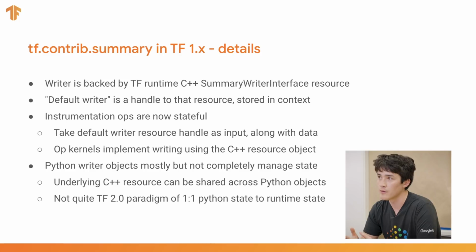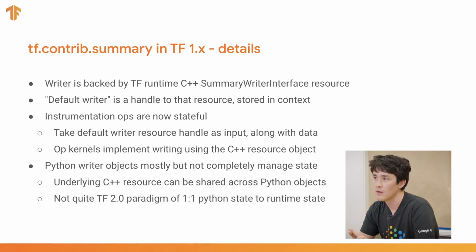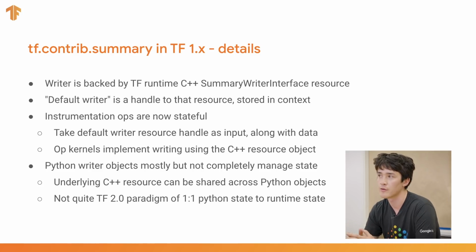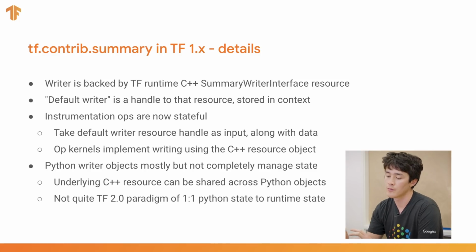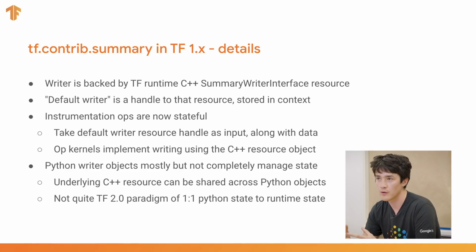So some details on how this works with contrib summaries. The writer is backed in the TensorFlow runtime by a C++ resource called Summary Writer Interface. That encapsulates the actual writing logic, which makes it possible in principle to have different implementations of this. The default writer, as conceived of by the Python code that's executing, is just a handle to that resource stored in the context. And then instrumentation ops like scalar and image are now stateful ops. They have side effects, and they achieve this by taking the default writer handle as input along with the data they're supposed to write.